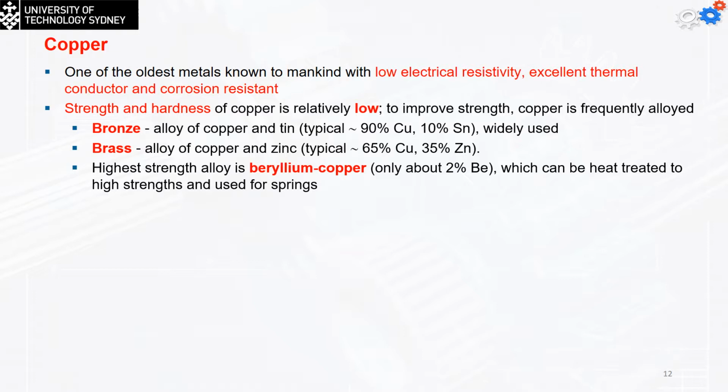The other one is brass, which is an alloy of copper and zinc, and this typically has 65% copper and up to 35% zinc. The highest strength copper alloy is beryllium copper. We only add 2% beryllium, and this is heat treated to give high strength and is used for the manufacturing of springs.